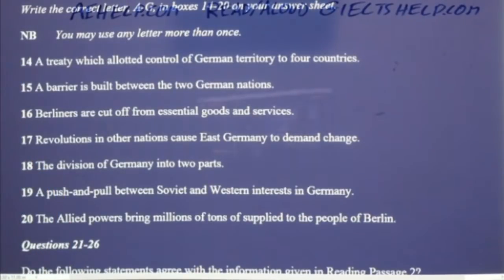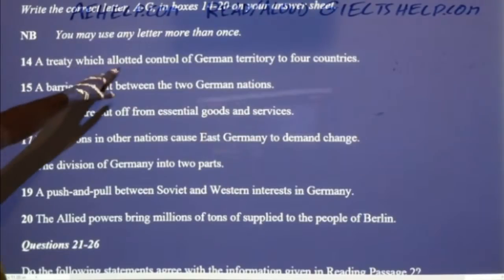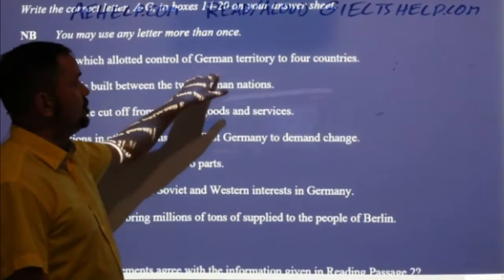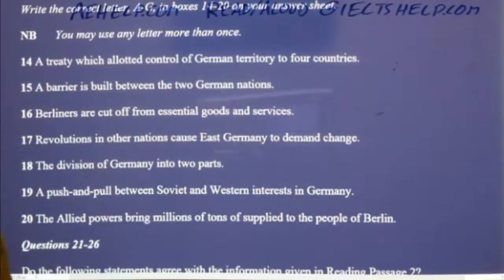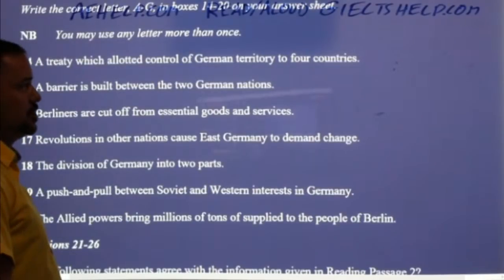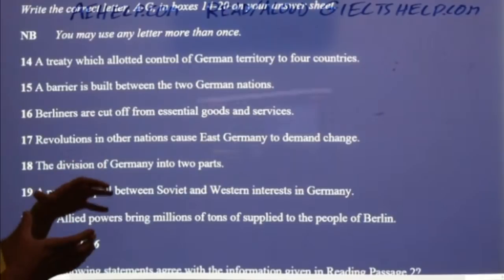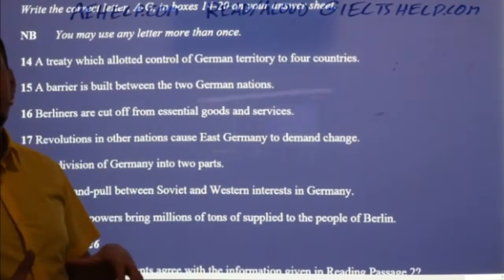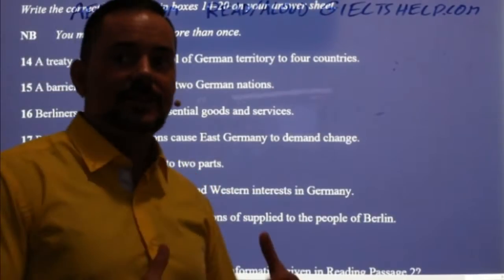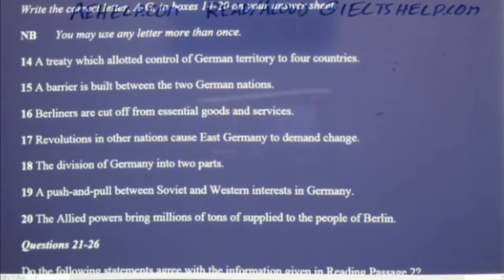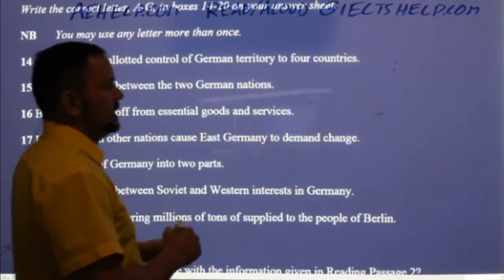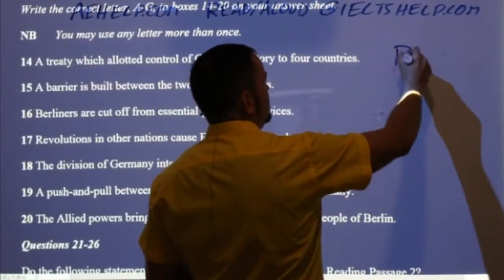Okay, a treaty which allotted control of German territory to four countries. Where did we read that? In the first third, second third, or the third third? So we should know at least what part. It was coming from the beginning, the middle, or the end. And we have a good idea that that was coming from the beginning, and it was. And a lot of you are saying, hey, that's easy. That was B. That was very clearly stated.